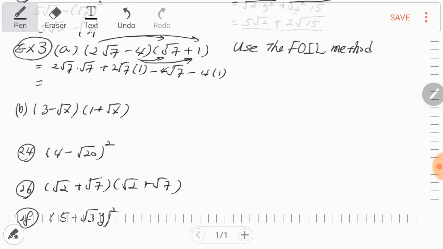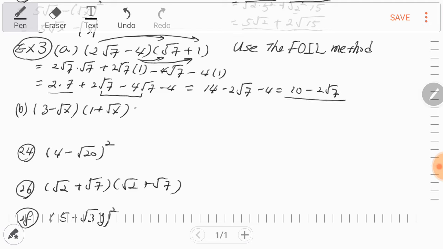So that is equal to, okay, square root of 7 is multiplied twice, so 2 times 7 plus 2 square root of 7 minus 4 square root of 7 minus 4. So this is equal to 2 times 7 is 14. Okay, this is 14. And these two are the like terms, so 2 minus 4 is negative 2. So minus 2 square root of 7 minus 4. And then combine the constants, so 14 minus 4 is 10 minus 2 square root of 7.